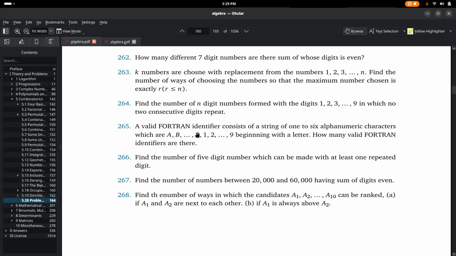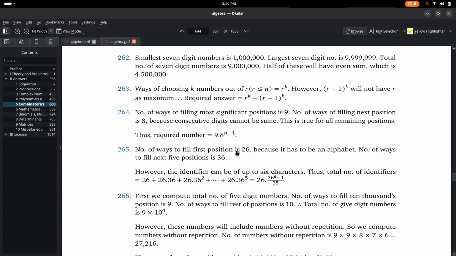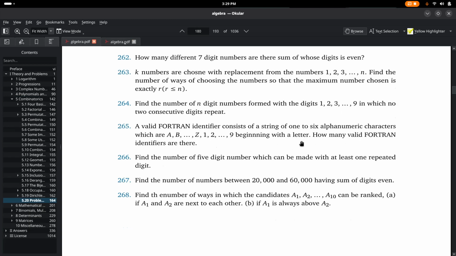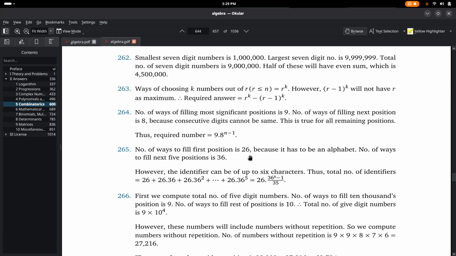We can use A through Z and 1 through 9. So there can be 1 to 6 alphanumeric characters. The first one has to be a letter, that is A through Z. So the first position can be filled in 26 ways, and all remaining positions can be filled in 36 ways. But the identifier or the word can be of up to 6 characters. It says 1 to 6.